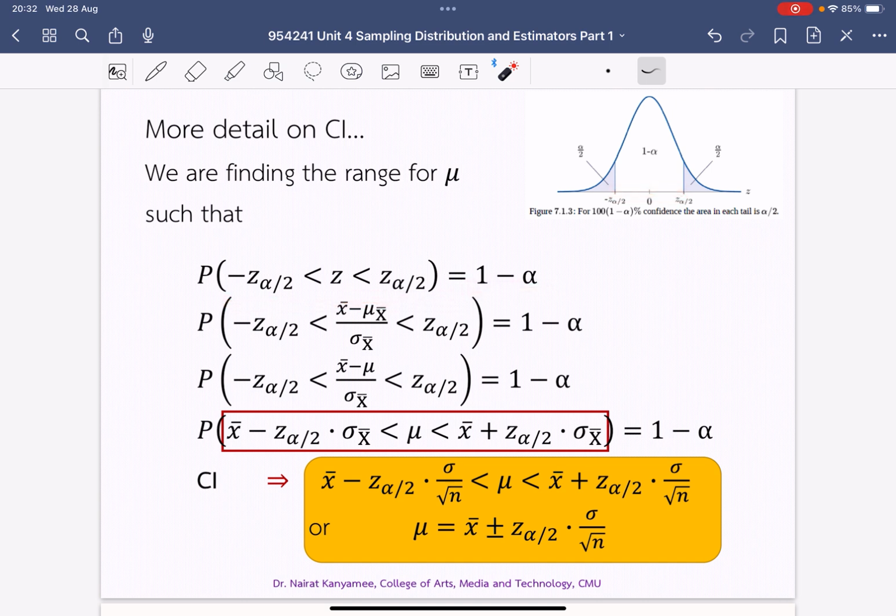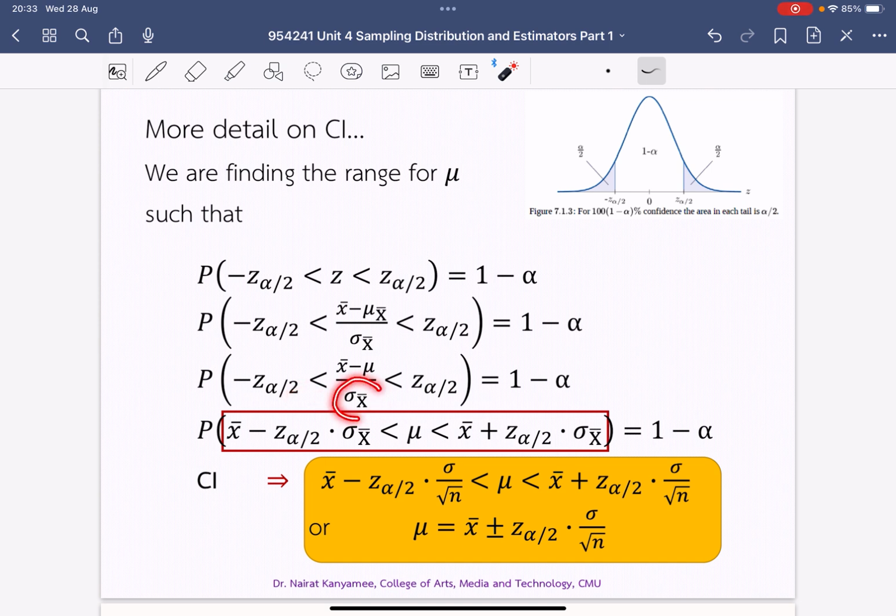Then we convert this, since z is x minus mu over sigma, but here it's the z of the sample mean. We convert the standard value to the non-standard one. Since mu x bar is mu, we substitute this, and for sigma x bar we substitute the value here too.